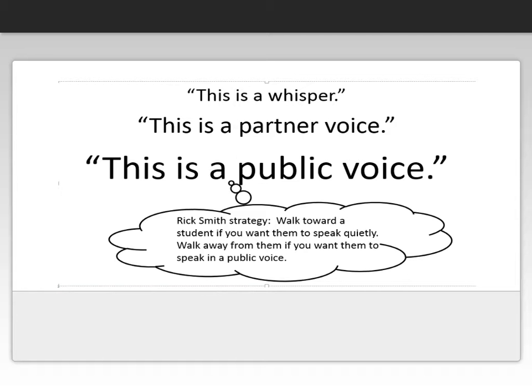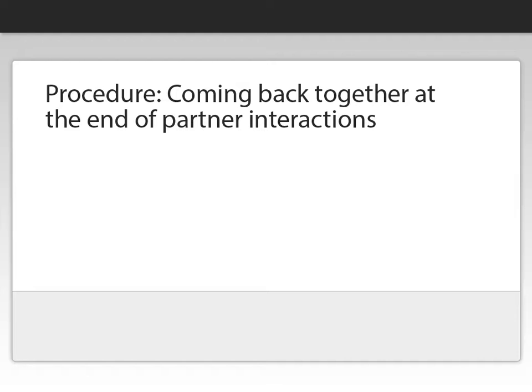In Conscious Classroom Management, Rich Smith offers a strategy. If you want a student to speak softly, walk toward them. And if you want them to speak in a public voice, walk away and hold your hand up to your ear as a signal that it's time for that public voice. You also need to teach and enforce the procedure for coming back together at the end of partner interaction.